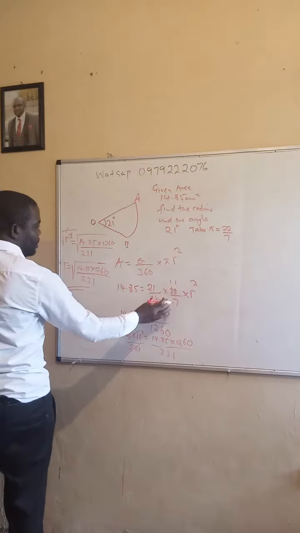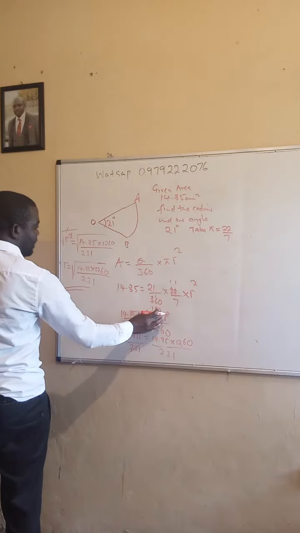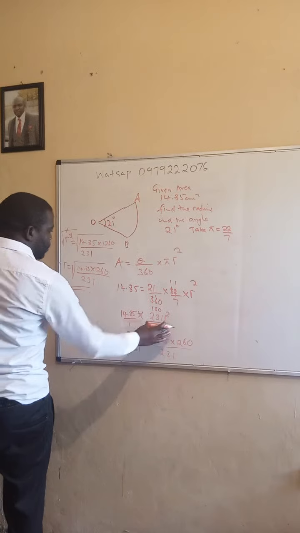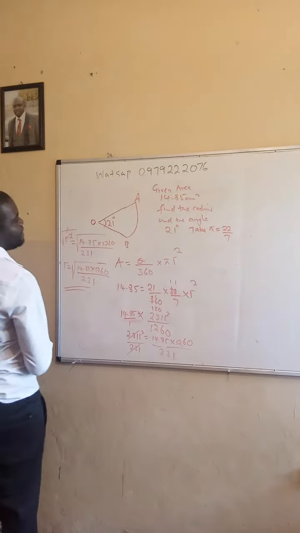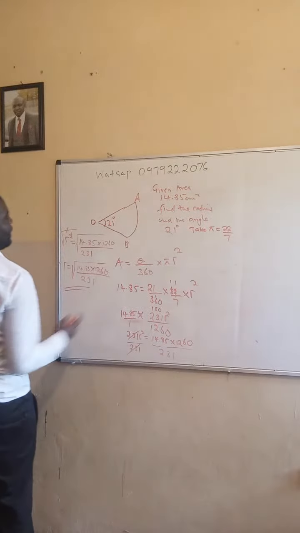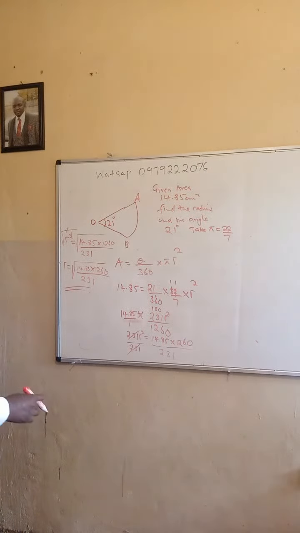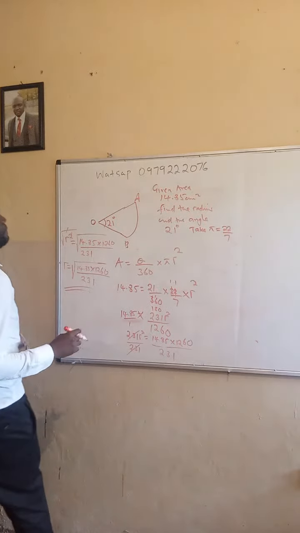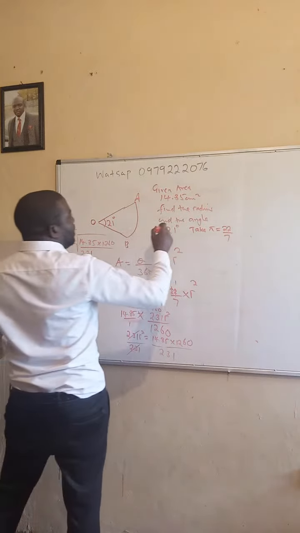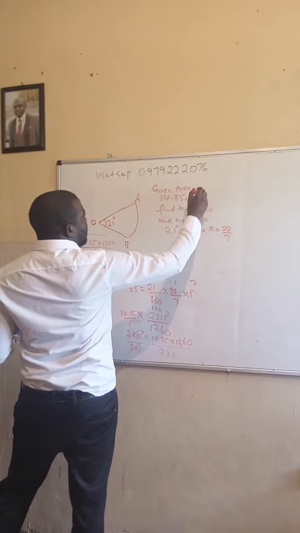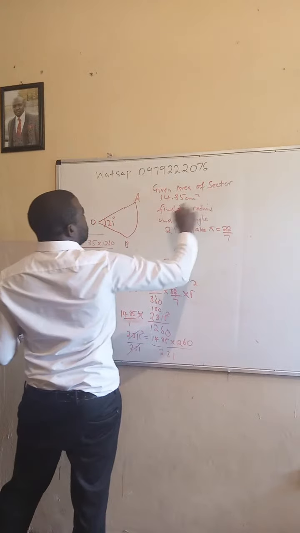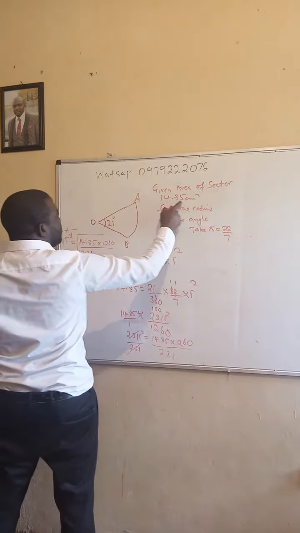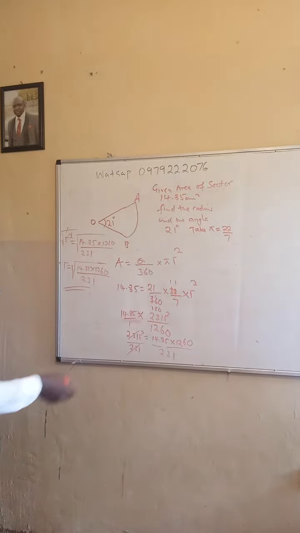No wonder here we divided by 2. It became 180 times 7. We got this. You cross multiply and so on. I think you remember this because this basically is actually grade 9, but it comes in the grade 12 syllabus. This is sectors, given the area of sector is 14.85 square centimeters.